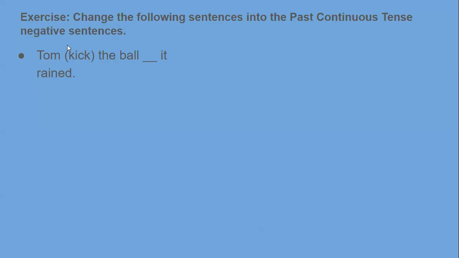These are negative sentences. And then we have to put an ing at the end of the verb to make it a gerund. As you can see here, the second action is in the simple past. So it means there was an interruption. So we have to use when. The correct sentence therefore becomes, Tom was not kicking the ball when it rained.